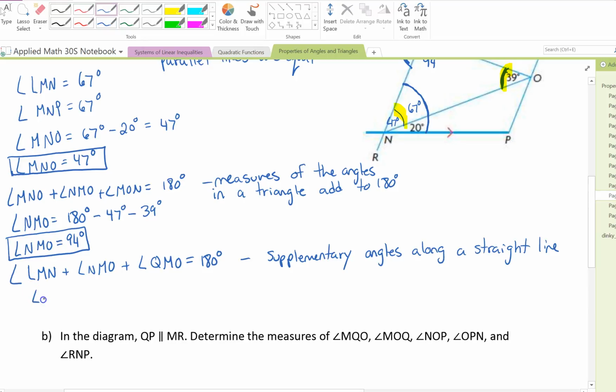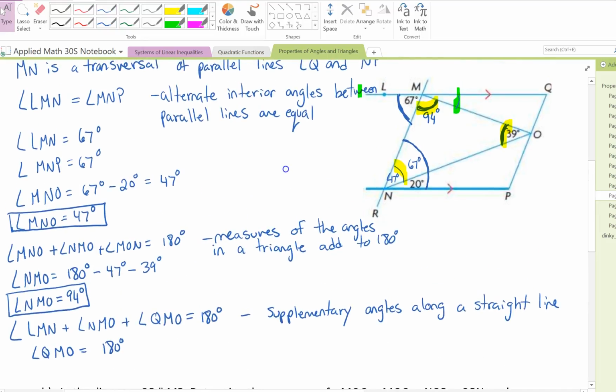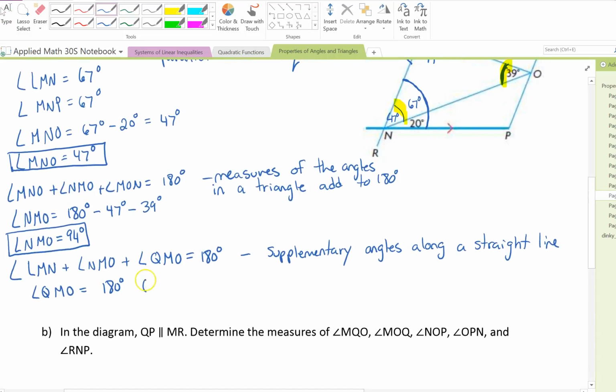That means that angle QMO is going to be equal to 180 degrees minus the other two angles, which are 67 degrees and 94 degrees. So angle QMO is equal to 19 degrees. And we're done part A of that example.